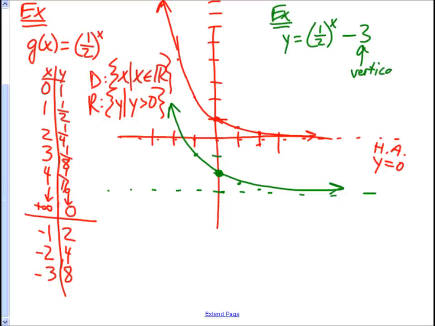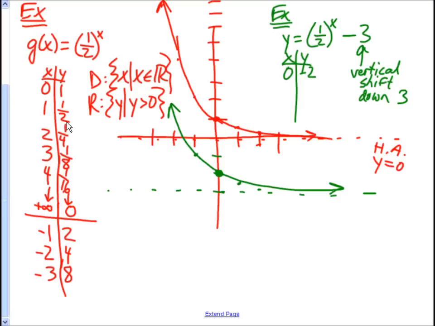If you're not quite sure, you can always plot points, right? Vertical shift down 3. And again, you just plot points. Plug in 0, 1/2 to the 0 is 1, 1 minus 3 is negative 2, and so on. You do a bunch of those. All right, let's shift it right and left. What would that look like if I shifted this to the right 2?